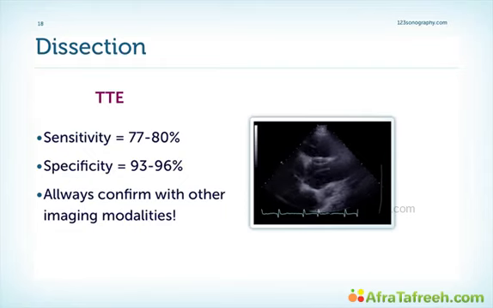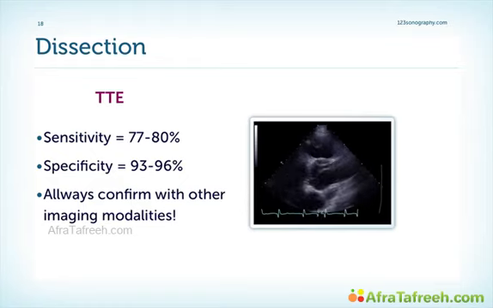How good is transthoracic echocardiography to detect dissection? Well, the sensitivity lies somewhere in the range between 77 and 80%, and the specificity between 93 and 96%. But remember, always confirm your findings with other imaging modalities, especially because you also want to know how the dissection extends and what the other portions of the aorta look like.